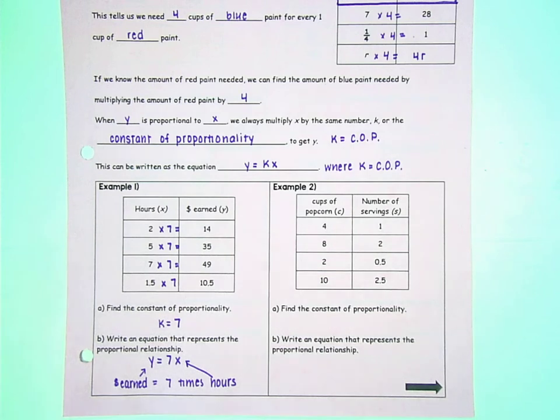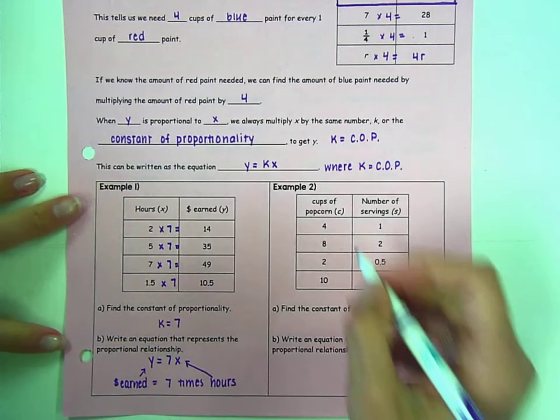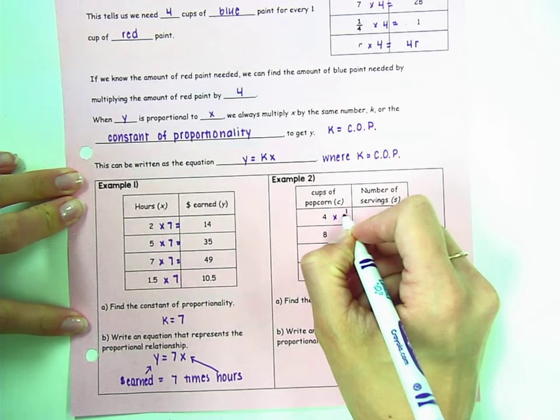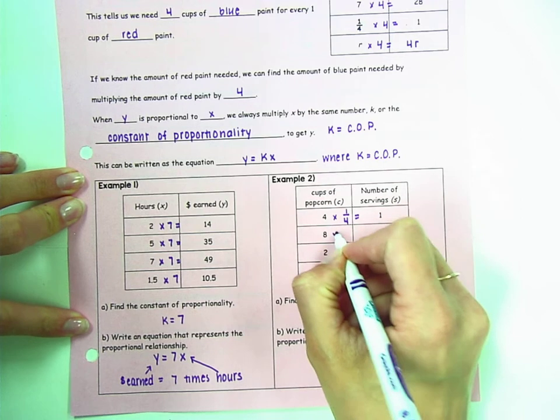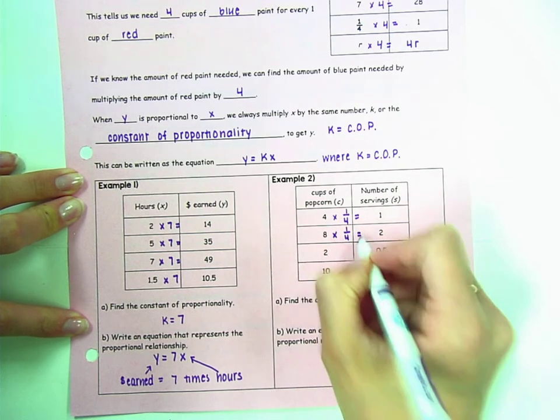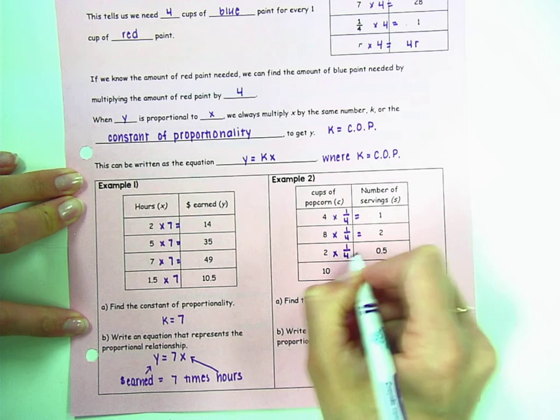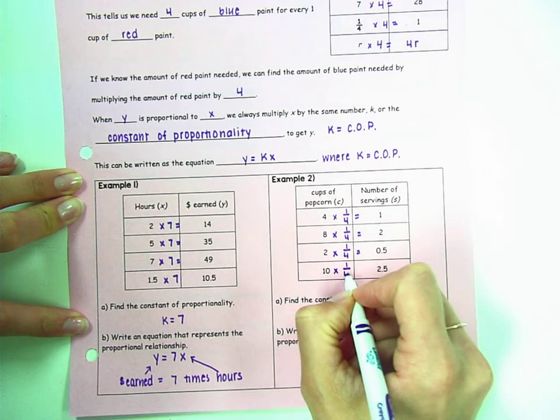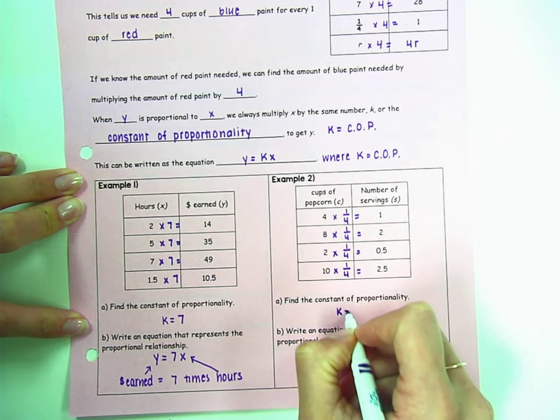In our second example, we're looking at a proportional relationship between servings and cups of popcorn. In this case, I know my constant of proportionality is 1/4 because I'm multiplying all of my values in the first column by 1/4 to get the values in my second column. So k is equal to 1/4.